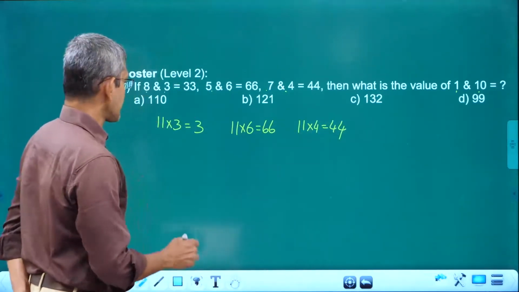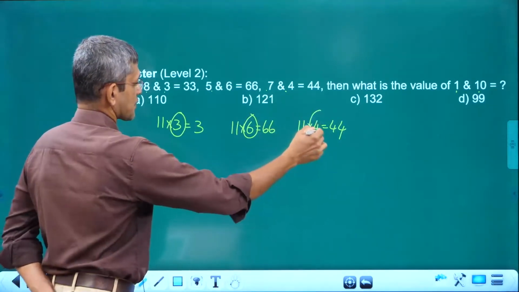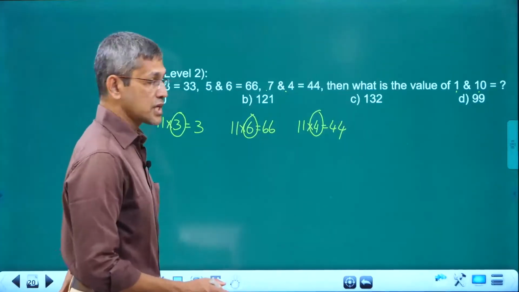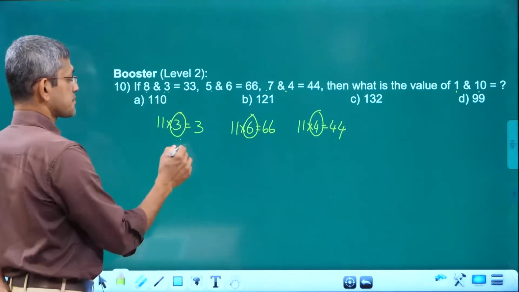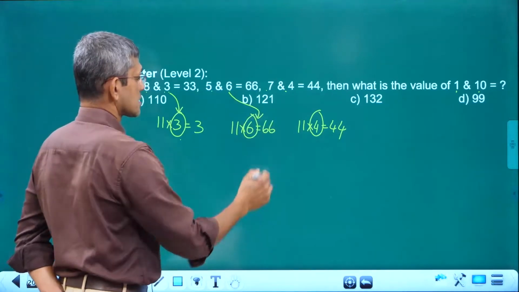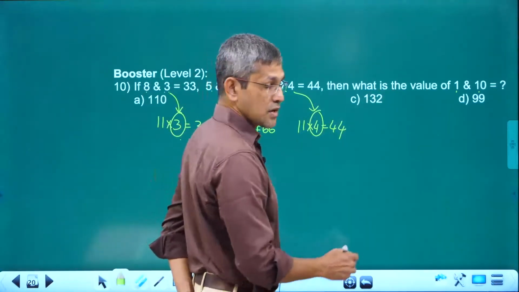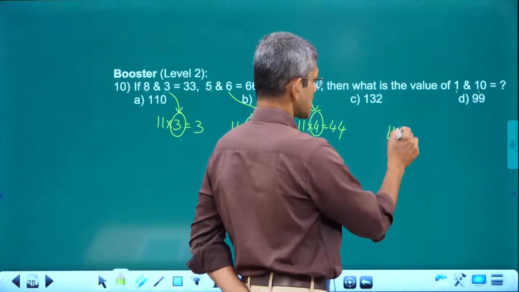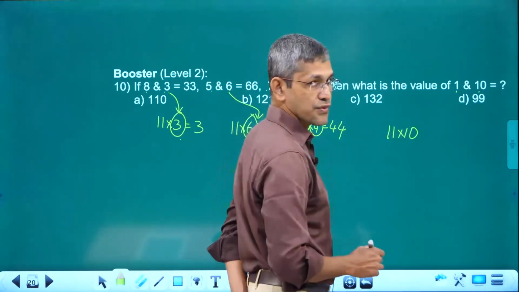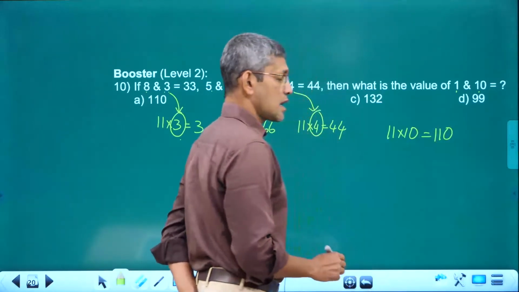Why is this 11 multiplied by 3, 6, and 4? Any particular reason? So here we have the second number is 3. Here we have the second number is 6. Here we have the second number is 4. So that means 1 plus 10 is 11. 11 must be multiplied by 10. So 11 into 10, that must be 110. Answer choice right here.